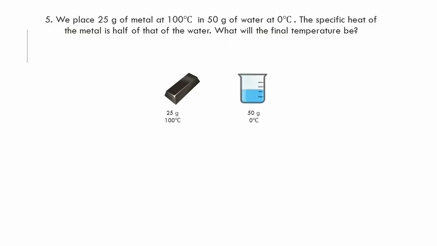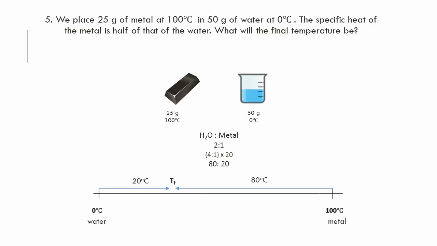We start with a heat capacity ratio of 2 to 1 for water to metal. The specific heat of water is double that of the metal, so we double the heat capacity to get a ratio of 4 to 1, or 80 to 20. The final temperature of the metal is 20 degrees Celsius.